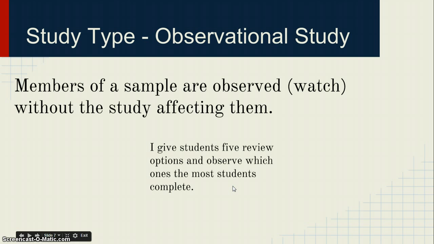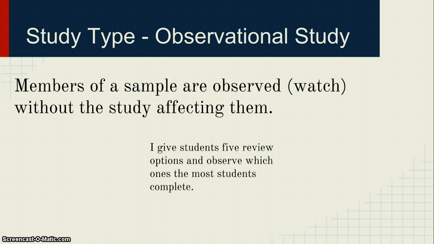The next is an observational study. So here, however your sample is determined, whether it's again every third person or self-selected, you have them do something and you watch what they do without the study that you're doing affecting them in any observable way. So this would be if I give my students 5 review options and observe which one the students choose.